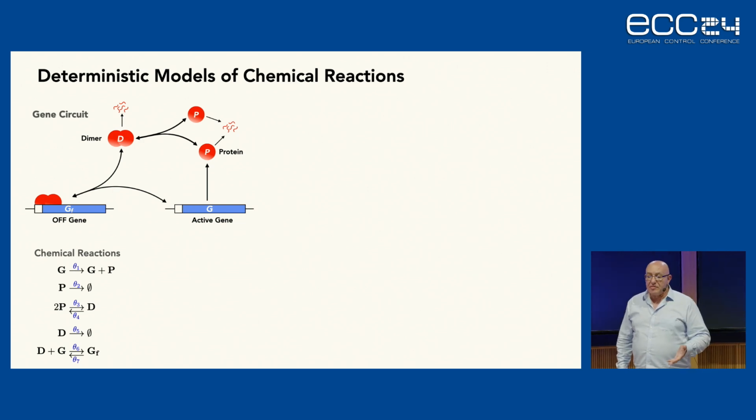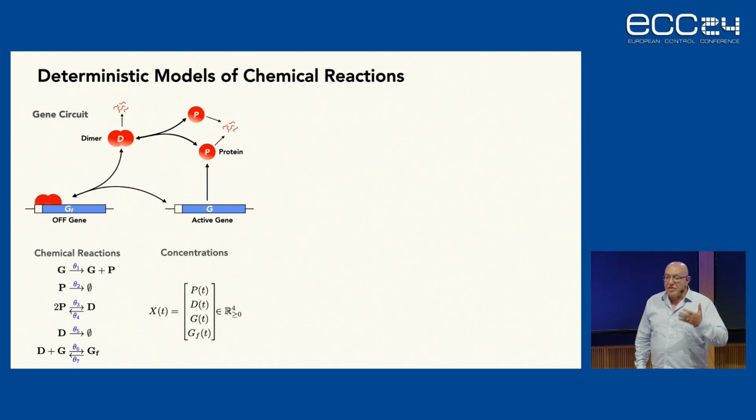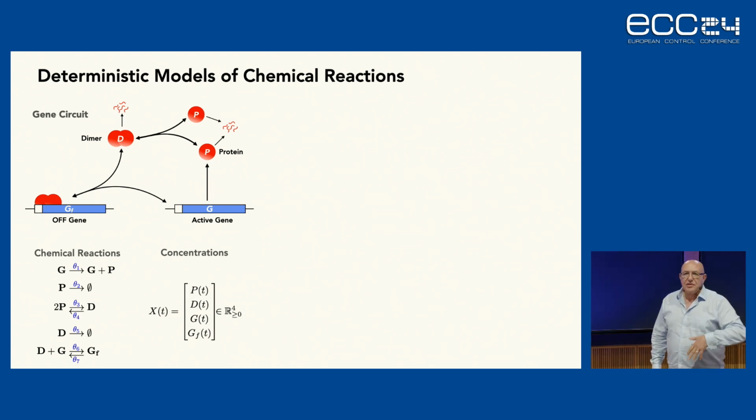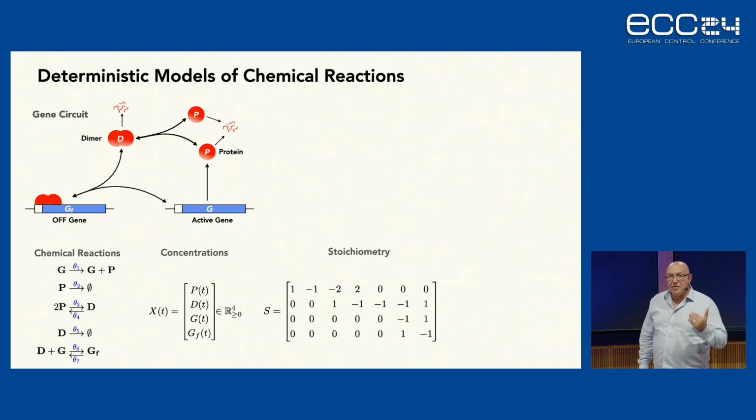If you know these chemical reactions, the state variables are the concentrations of these 4 species: the protein, the dimer, the gene that's active, and the gene that's inactive. That just evolves in the first orthant. Then, if you know the chemical reactions, you can easily write down the stoichiometry matrix, which describes how these reactions change the reactants' copy numbers.